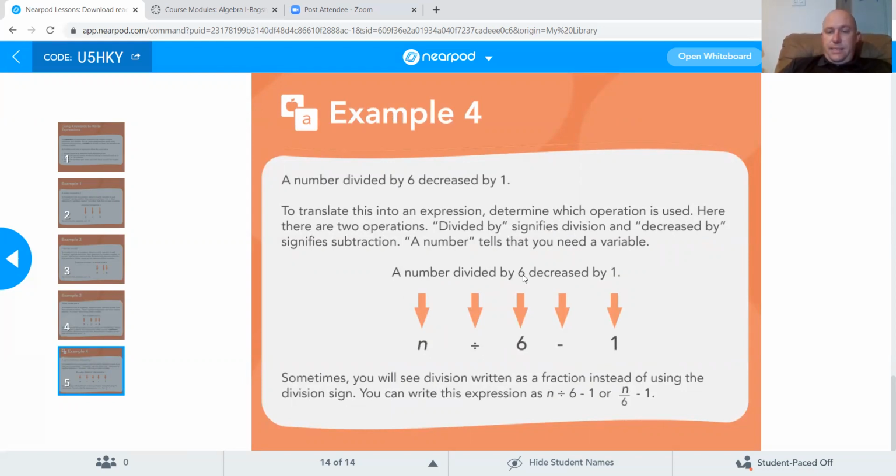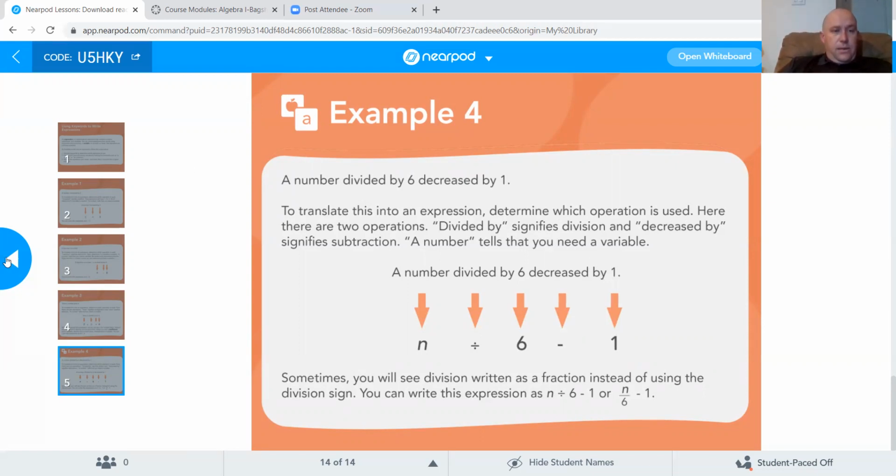A number divided by 6 decreased by 1. So a number divided by 6, that's your n over 6. So not this really. We won't see this one on the SOL. Decreased by, it is 2 words, but this is not one of the turnaround words. So we do have to be very careful with these again. Decreased by 1. And that finishes it for this video.